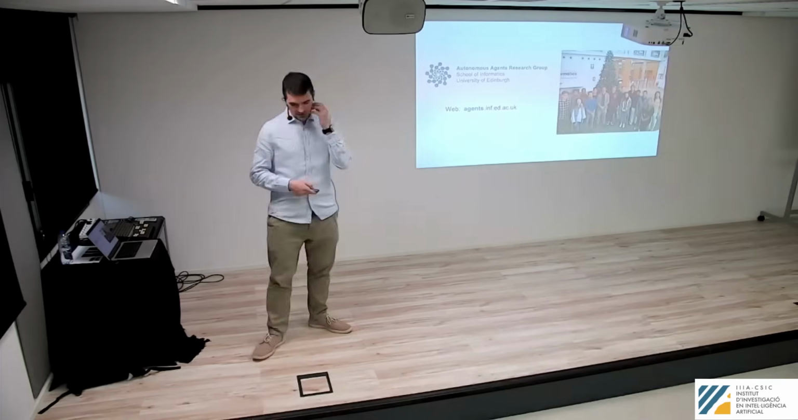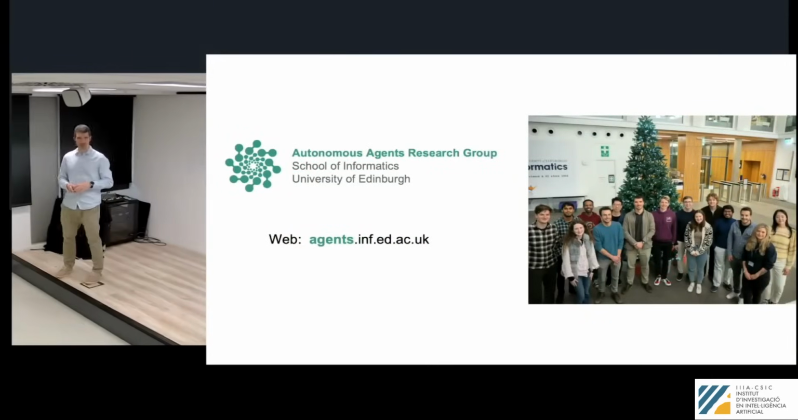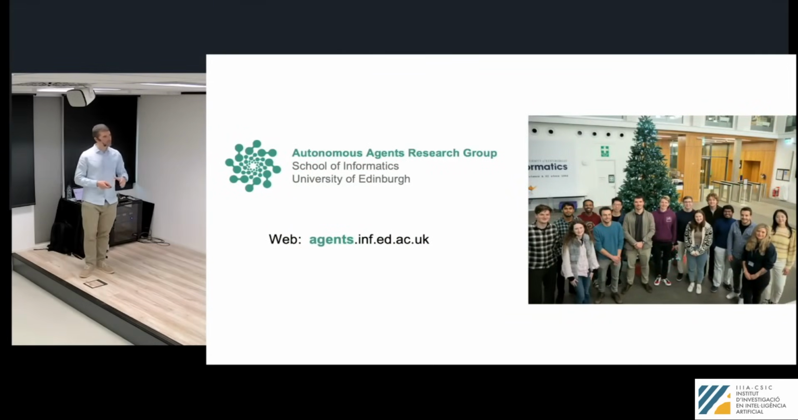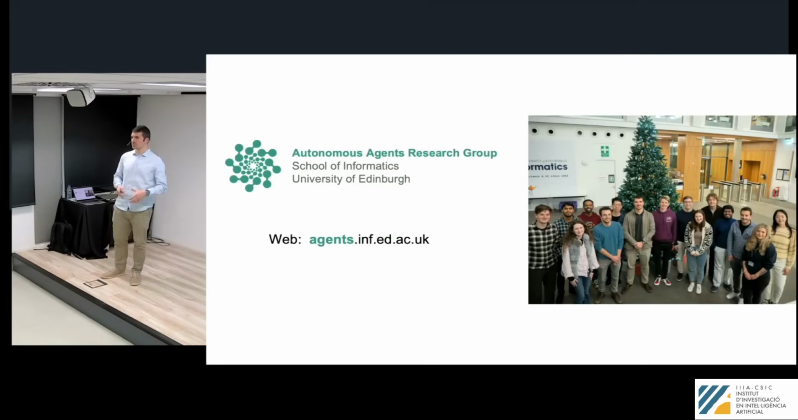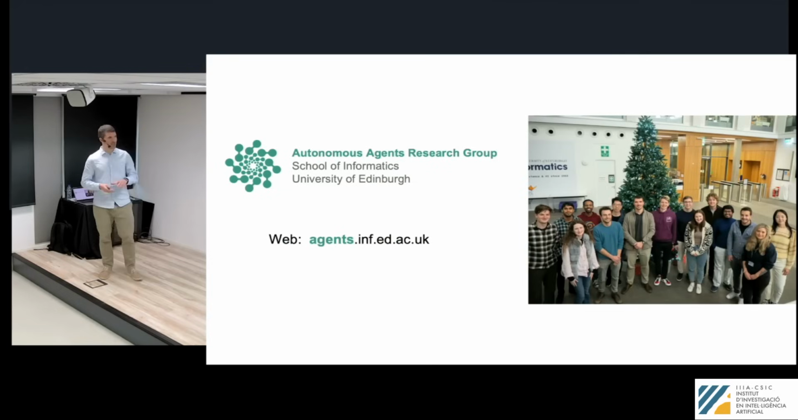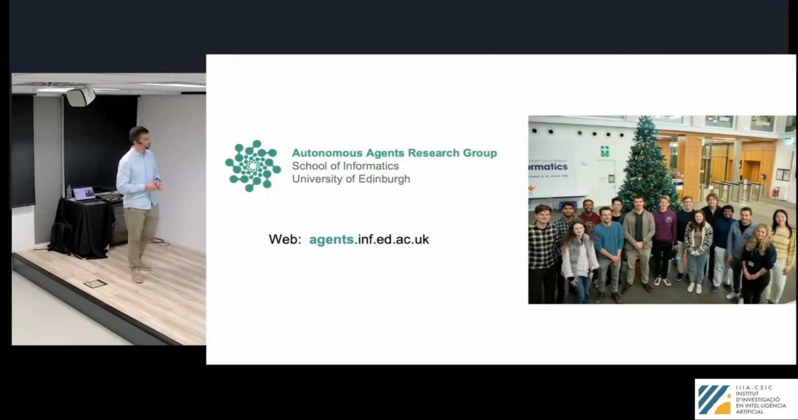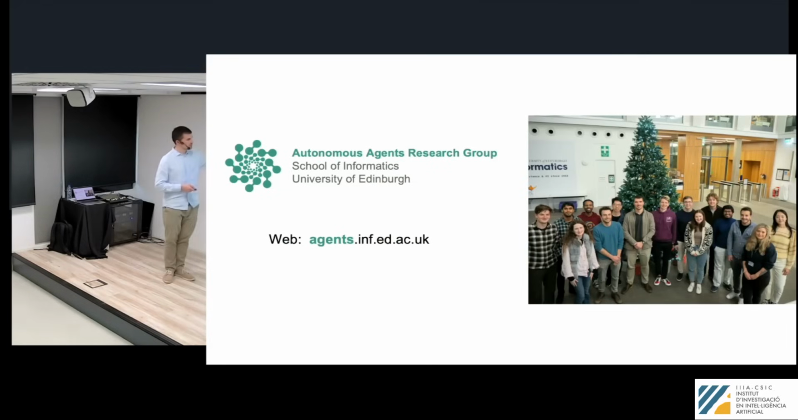Let me first introduce my group. We're the Autonomous Agents Research Group in the School of Informatics. Here you see a subset of the people. We're about 20 people, postdocs and PhD students. And we're very much hardcore focused on deep reinforcement learning, multi-agent reinforcement learning, and more broadly speaking, machine learning algorithms for autonomous systems control and decision-making. That's what we do, basically. That's our daily business.